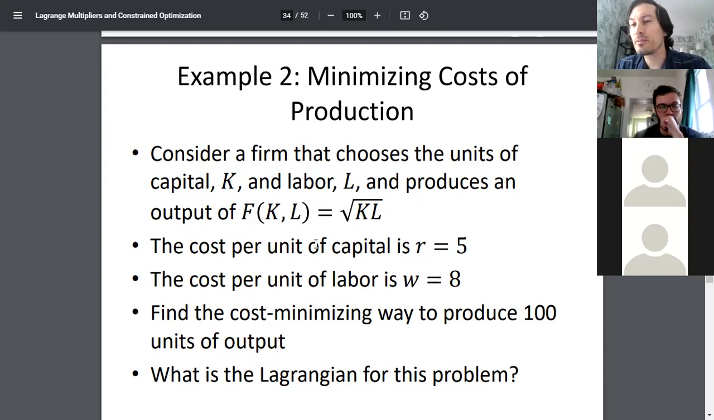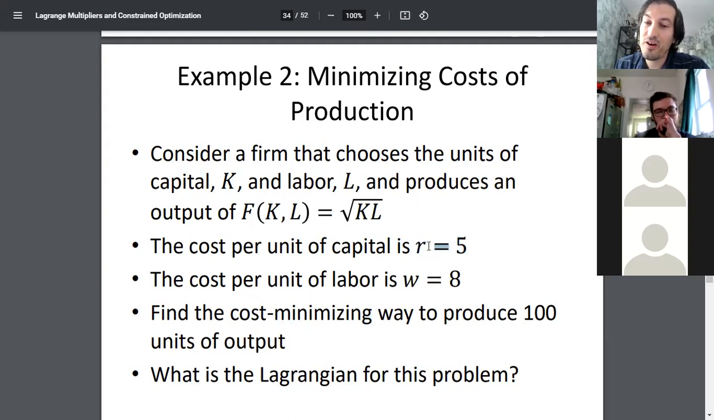Okay, but that's not the problem here. The problem isn't to determine the returns to scale of this production function. The problem is, what's the cost minimizing way to produce 100 units of output? Well, in order to minimize the cost, you need to know a function for the cost. And I can tell you right now what it is. It's going to be R equals 5. The cost per unit of capital is 5.